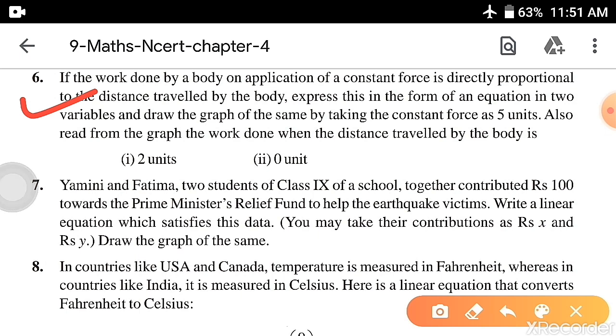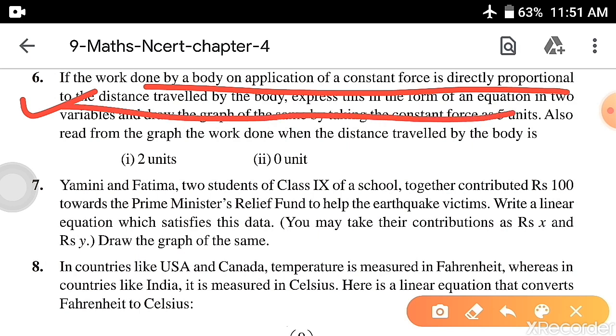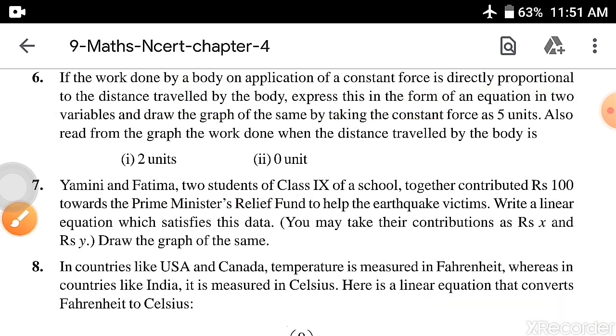If the work done by the body on the application of the constant force is directly proportional to the distance traveled by the body, express this in the form of the equation of two variables and draw the graph of the same by taking the constant force as 5 unit, and also read from the graph the work done when the distance traveled by the body is 2 unit and 0 unit.